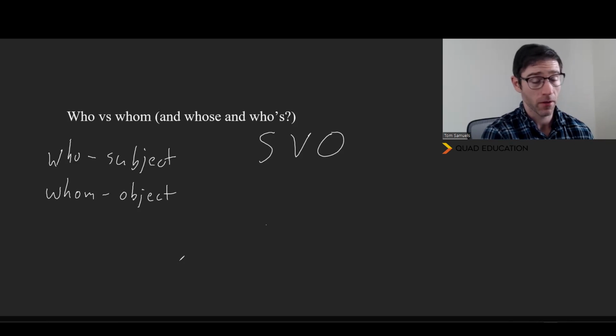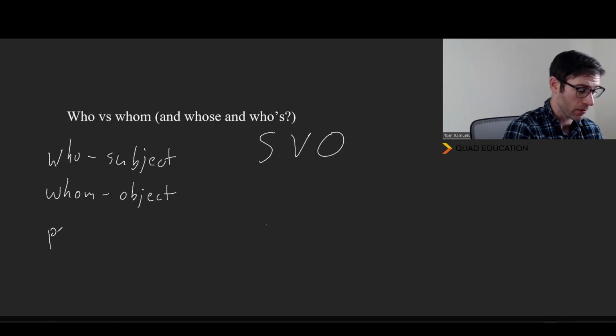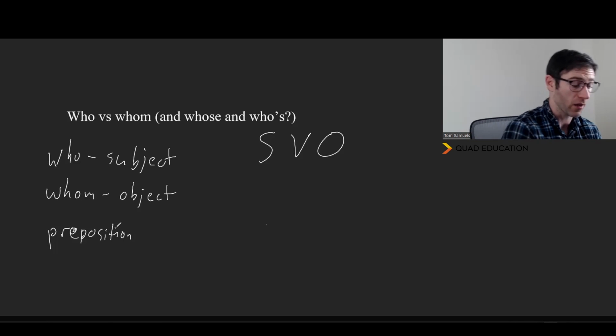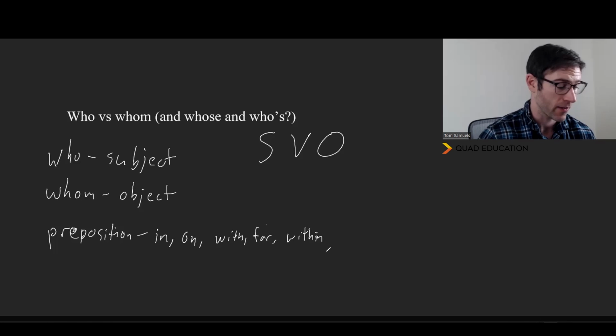And the next little thing we need to define is a preposition. So take a second to see if you remember what a preposition is. So what is a preposition? Well, a preposition is a locator word. So that could be anything that tells you where something is. So it's like in the basement, on the table, with my friends, gone for a walk, within 20 minutes of my house. Anything that locates or relates in that case is a preposition.